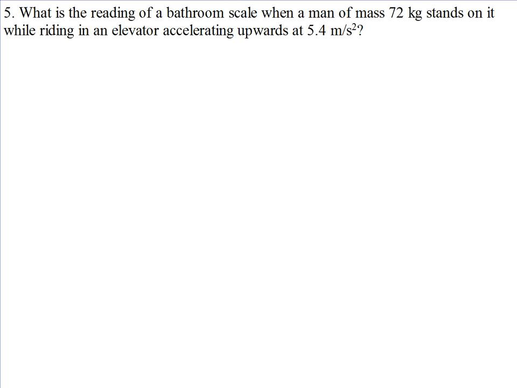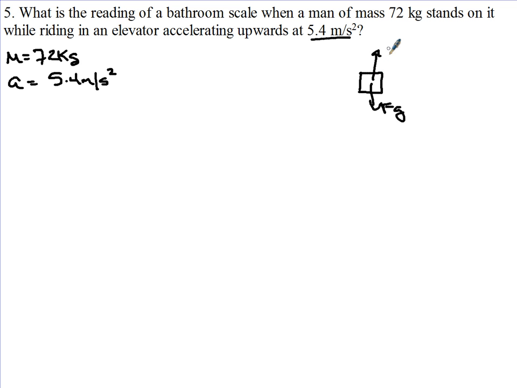All right, what is the reading on a bathroom scale of a man of mass 72 kilograms? He stands on it while riding in an elevator that's accelerating up 5.4 meters per second squared. Okay, this is not a circular motion problem, but that's okay. We'll do it anyway. All right. We have Fg going down. We have Fn. Remember, this is your bathroom scale reading, okay? And he's accelerating up at 5.4 meters per second squared.